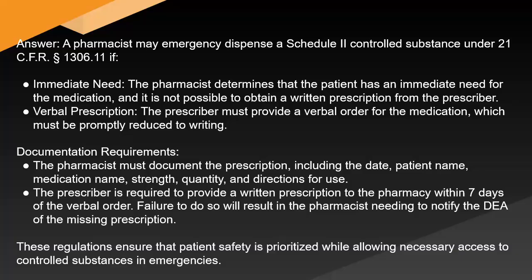Verbal prescription. The prescriber must provide a verbal order for the medication, which must be promptly reduced to writing. Documentation requirements. The pharmacist must document the prescription, including the date, patient name, medication name, strength, quantity, and directions for use. The prescriber is required to provide a written prescription to the pharmacy within 7 days of the verbal order. Failure to do so will result in the pharmacist needing to notify the DEA of the missing prescription. These regulations ensure that patient safety is prioritized while allowing necessary access to controlled substances in emergencies.